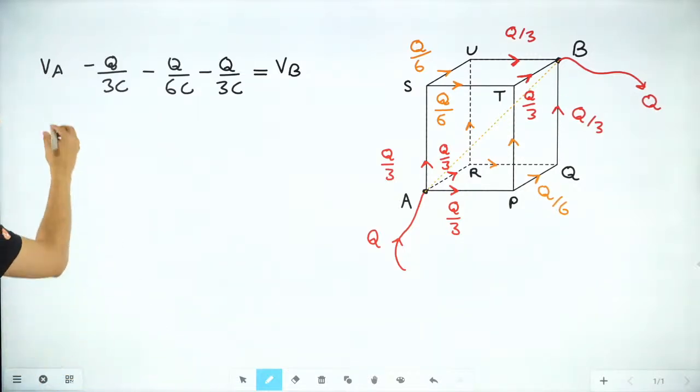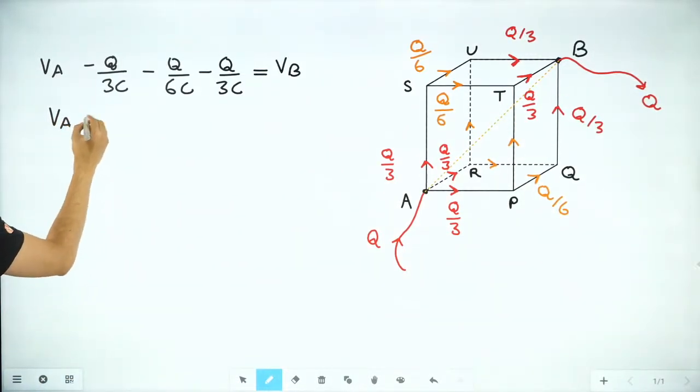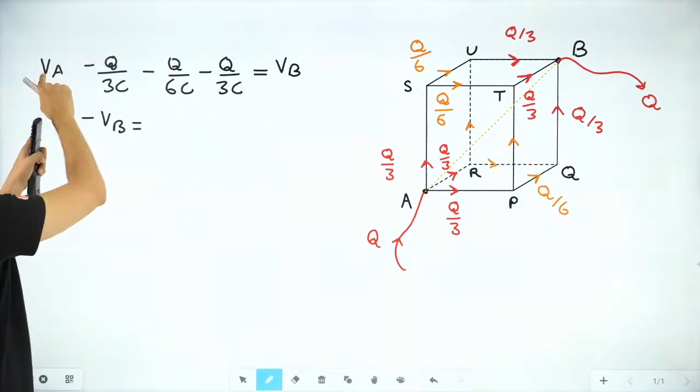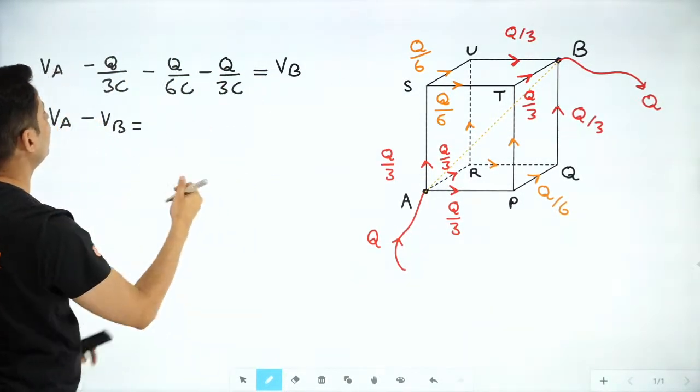Now you'll be like, sir, what are we trying to do over here? You will see. So it will become VA minus VB. VB has been brought here. Take all these three terms there.